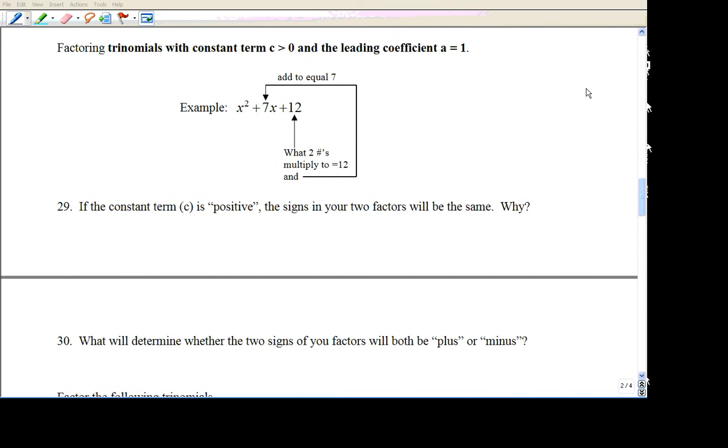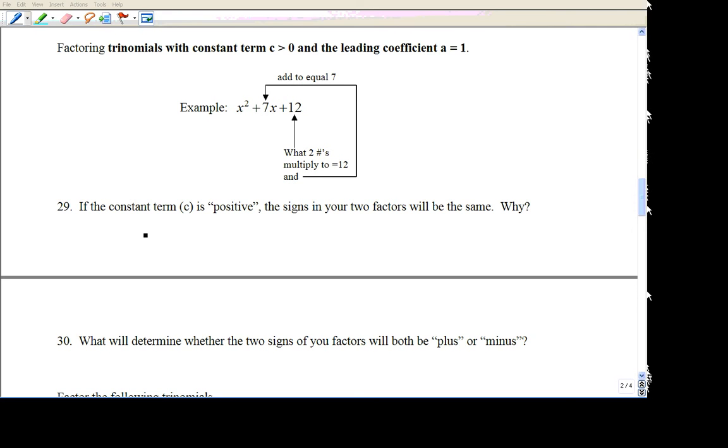Okay, so let's look at factoring trinomials with the constant term c greater than 0, and the leading coefficient a equals 1. So just so you remember, this is ax squared plus bx plus c. So that c that they're talking about is greater than 0. That's this 12 in this example. And the a equal to 1, that's just the coefficient in front of the x squared. So here's an example of x squared plus 7x plus 12. And this is a trinomial because there's 3 terms in our expression here. So whenever we're factoring trinomials, we look at what 2 numbers multiply to equal 12 and add to equal 7.